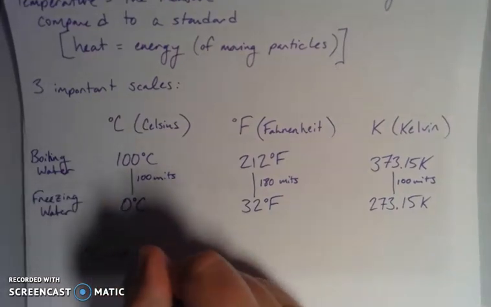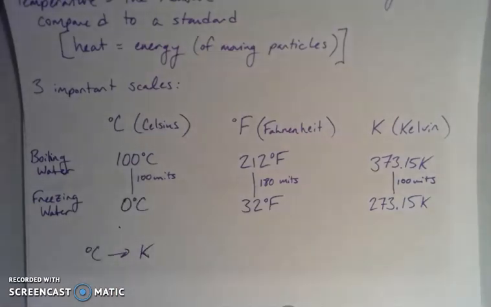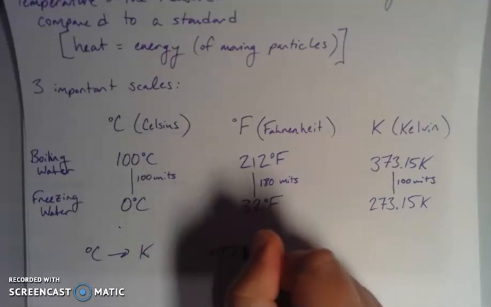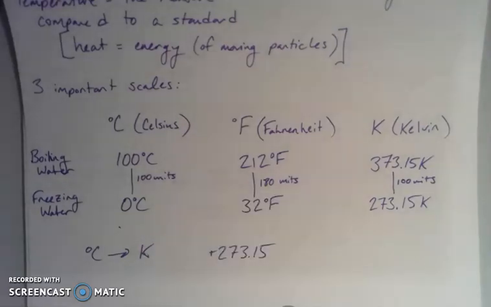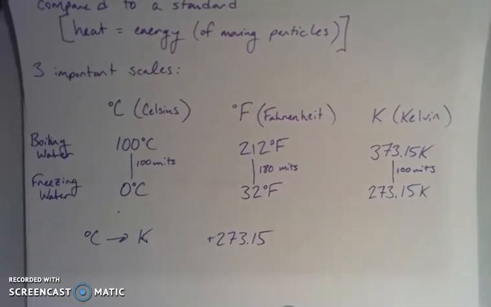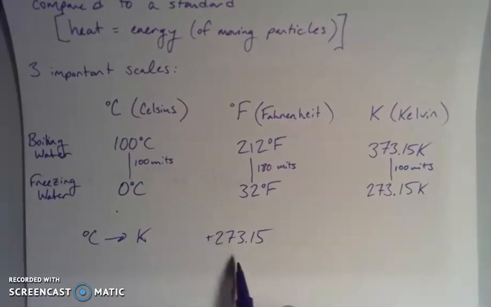If I go from Celsius to Kelvin conversions, all I have to do is add 273.15. That's our magic number for Kelvin, and that's going to be an important one to know. Years and years later, you'll remember this, going from Celsius to Kelvin, because you'll use it all the time.